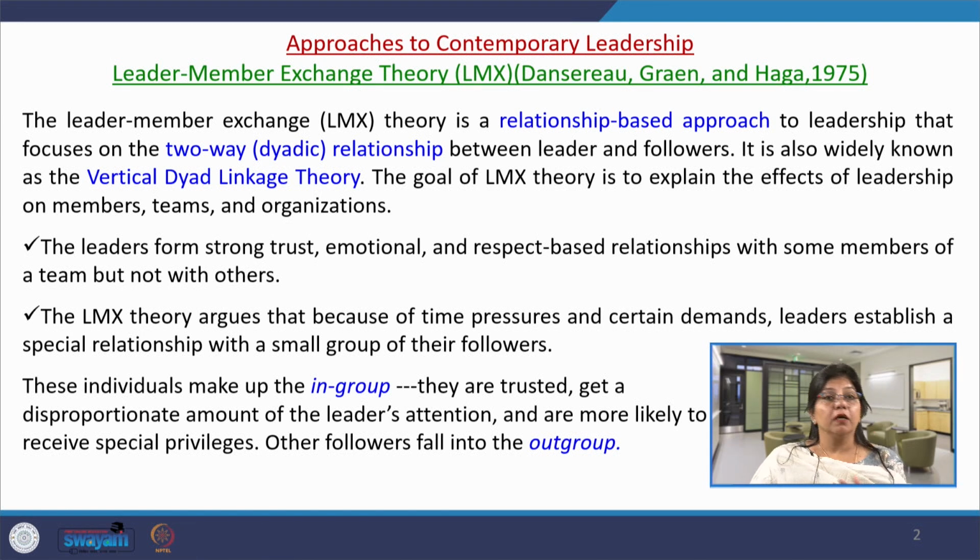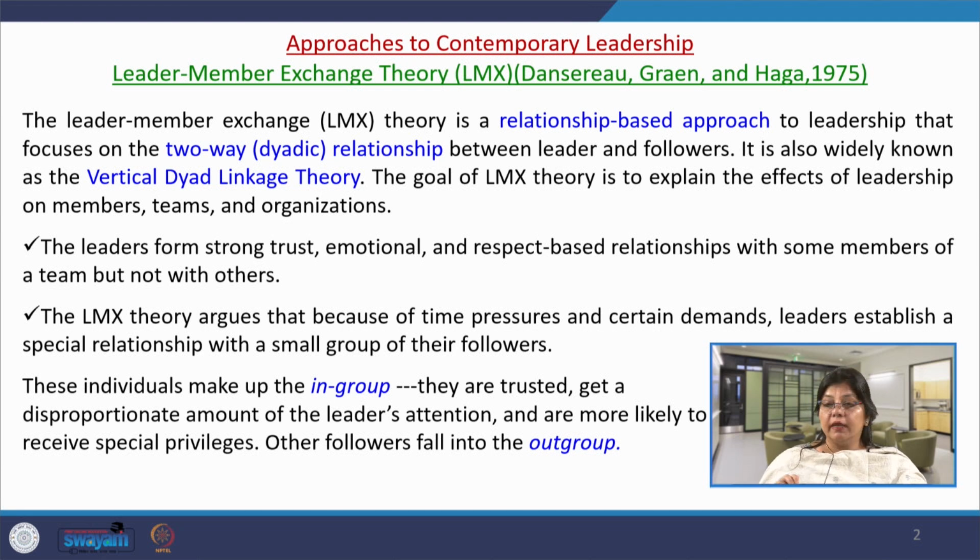So, within the group itself, when the leader establishes some special relationship with the group members, they form an in-group. They are trusted, get a disproportionate amount of the leader's attention and are more likely to receive special privileges, and the other followers fall into the out-group. When the relationship is so closely knitted with a few members of the group that they receive a lot of the leader's attention and enjoy some kind of privileges or entitlements, those members are considered the in-group within the same group, and the other members are considered the out-group, because they do not receive that amount of attention, or even the privileges or entitlements.